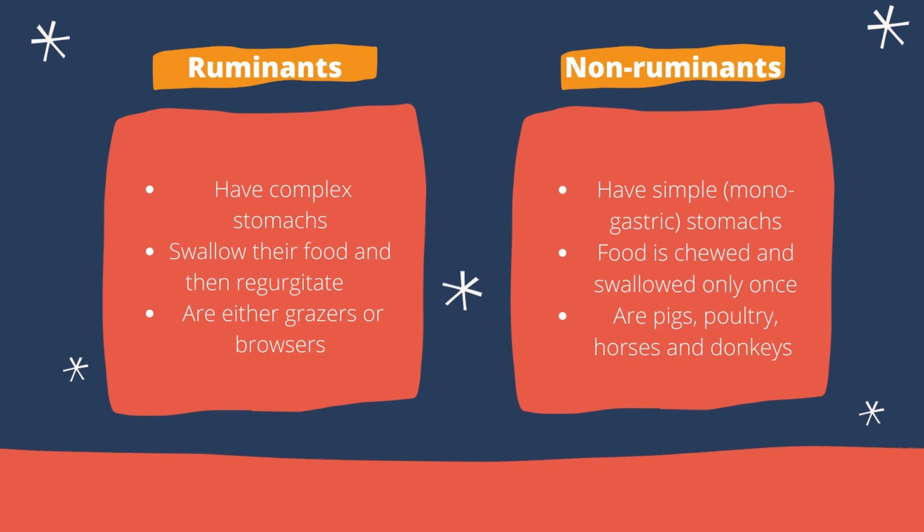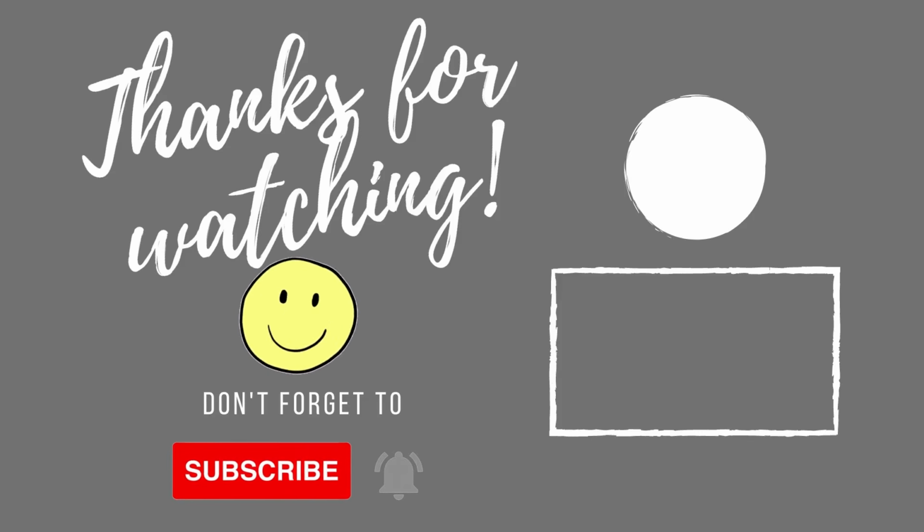Then we also have non-ruminants. Non-ruminants have a simple or monogastric stomach. With these animals, the food is chewed and then swallowed only once. Unlike the ruminants, they do not regurgitate. They chew once and then they swallow. These animals include pigs, poultry, horses, as well as donkeys.